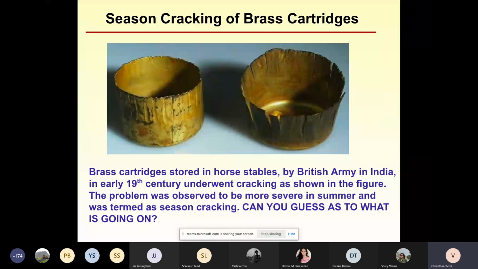What is the role of the season? This used to be called seasonal cracking because it used to happen in summer most of the time. What is the role of the climate? Why do you think in summer things would be bad? Maybe more humidity? No, reverse. In summer humidity levels are lower.